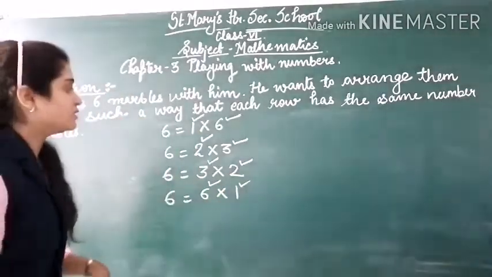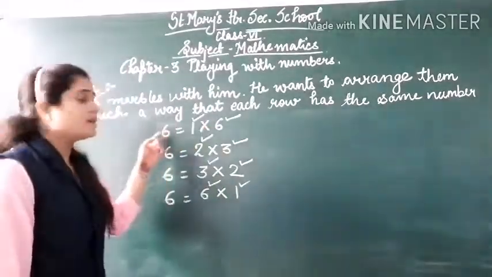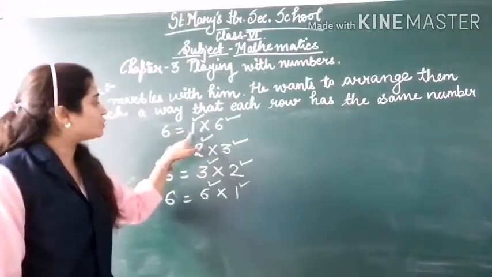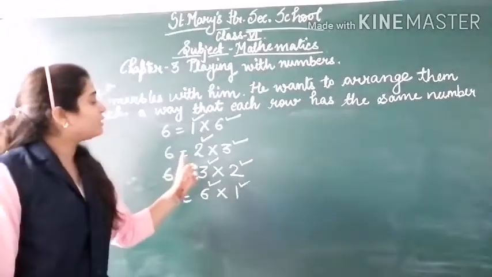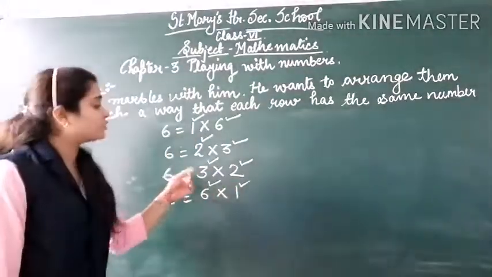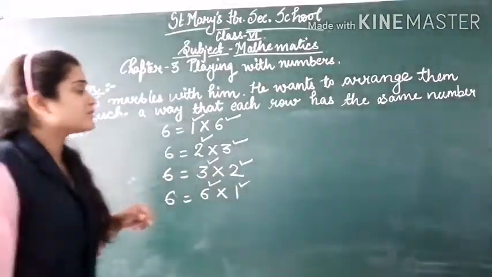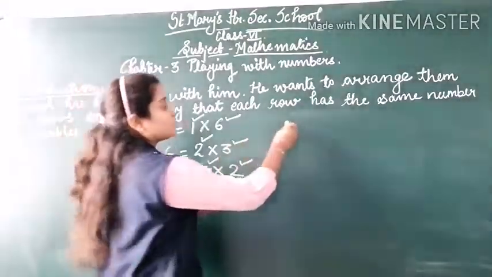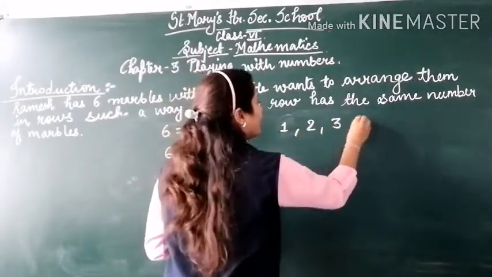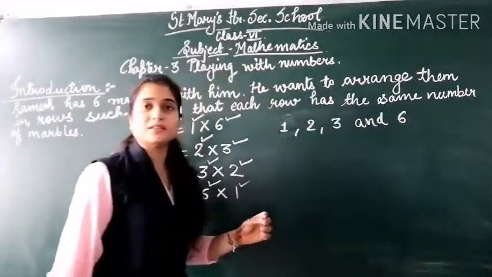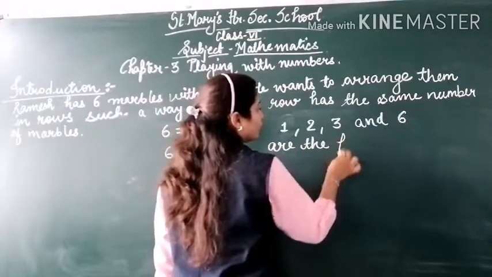These are the methods. Now what we can see here, when we are multiplying two numbers, then we are getting 6 as the answer. What are those numbers? Those numbers are 1 and 6. When we are multiplying 1 and 6, what we are getting? We are getting 6. When we are multiplying 2 and 3, what we are getting? 6. When we multiply 3 and 2, what we are getting? 6. And when we are multiplying 6 into 1, what we are getting? 6. This means that 1, 2, 3 and 6 are the factors of 6. What are these? These are the factors of 6.